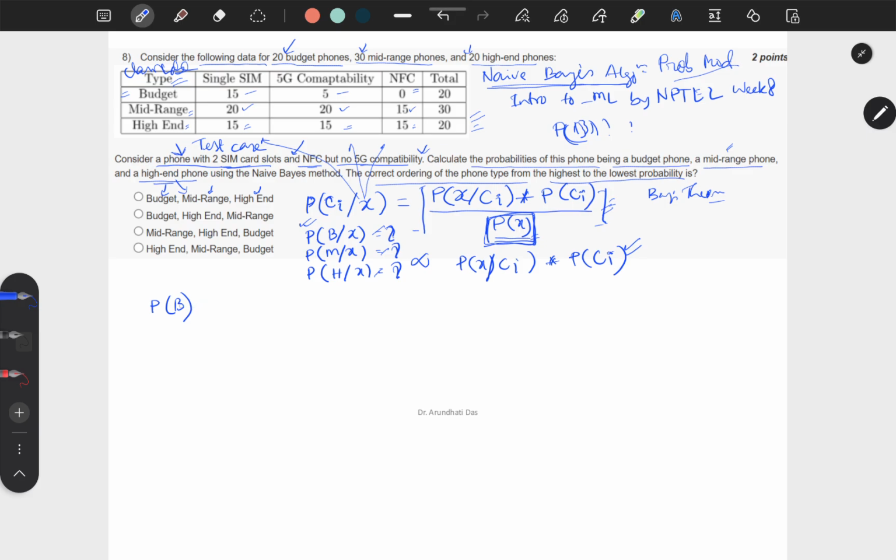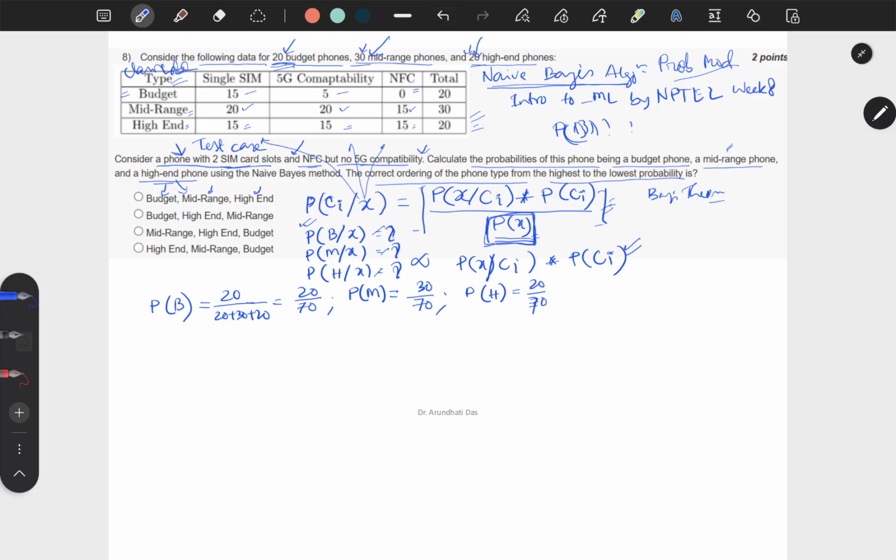So, probability of the phone being budget phone. Here you can see that 20 phones are budget phones, out of 20 plus 30 plus 20, so this is 20 by 70. Then similarly we can calculate the probability of mid range phone, that is 30 out of 70. The probability of high end phone is 20 out of 70. So, these are the probabilities of the class levels.